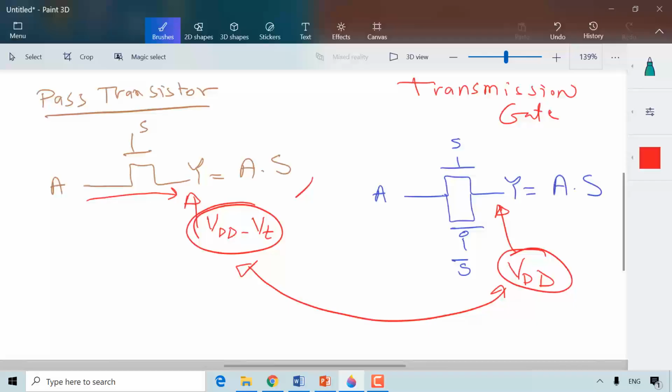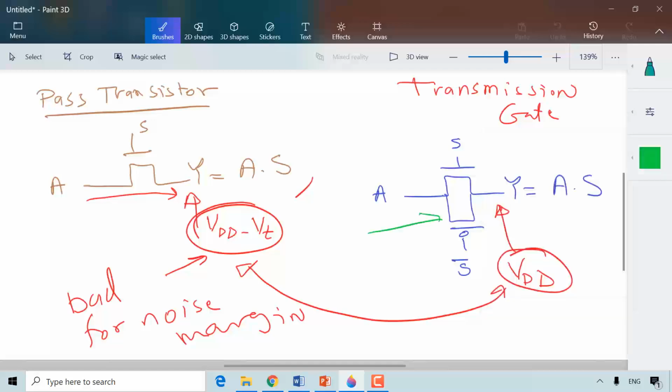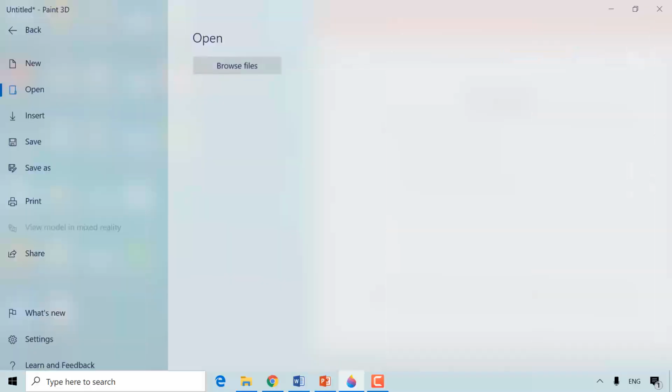Obviously, not going all the way to VDD affects many things, including noise margin, so this is bad for noise margin. That's why we use the transmission gate. But what did we have to pay extra here? We paid for an extra transistor. So this is the transmission gate that we have here.